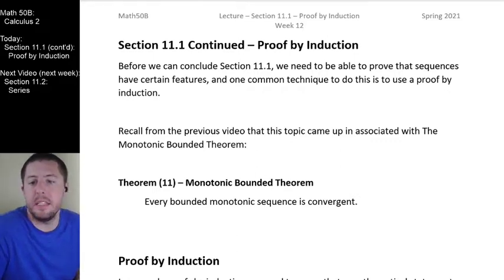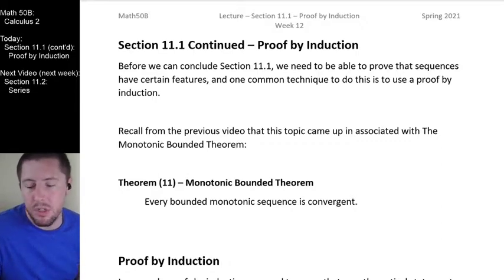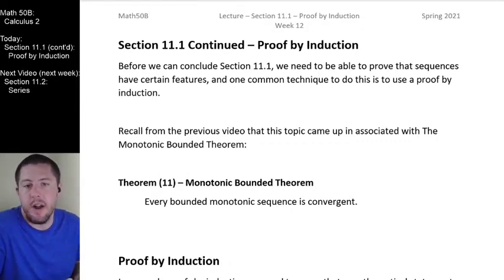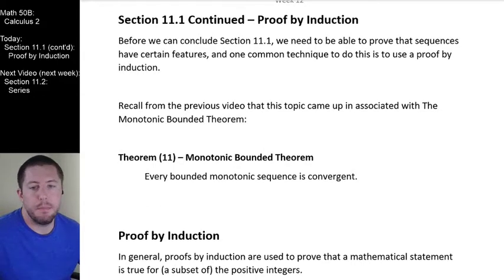The reason that we need this is because we need to be able to prove that sequences have certain features. Sequences are always defined based on integer indexes, and so proof by induction is very typically well suited for discussing things surrounding sequences here. Recall from the previous video that when this came up, it was surrounding the monotonic bounded theorem. This is what we wrapped up the previous video with. The monotonic bounded theorem says that every bounded monotonic sequence is convergent.